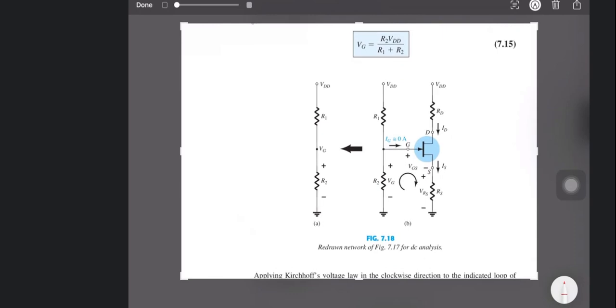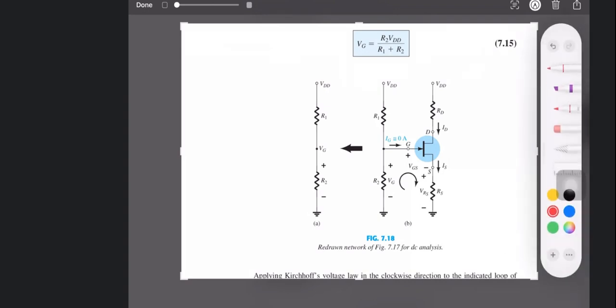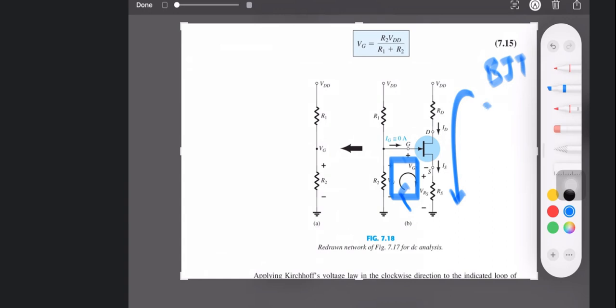Whenever we are going to solve these types of questions, one is we are going to take this loop. The first loop which we have to take is this loop. Then another loop. Same is what we do for the BJT and JFET.